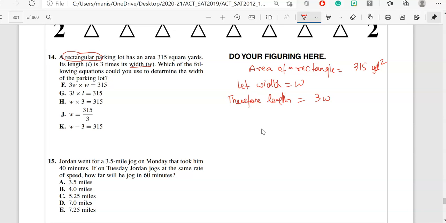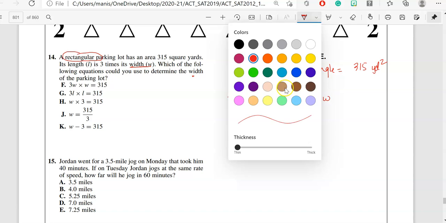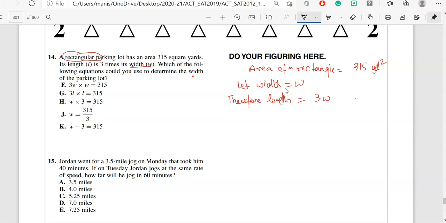Now they are asking which of the following equations could you use to determine the width of the parking lot. So we have to find the width of the parking lot. Let's first substitute the values. Area we have been given is 315. Formula is L times W equal to 315. What is L? L is 3W. And this is your width, equal to this 315.